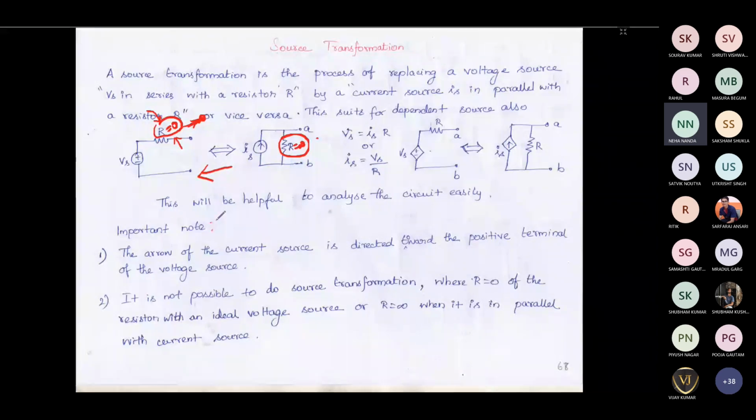Mainly what we are doing, we are doing source transformation in order to make our calculations simpler. And we have seen two extreme conditions. One is R equal to 0 for the resistor with the voltage source, and R equal to infinite for the resistor when it is connected in parallel with the current source. So these two things are extreme conditions. In this condition, you cannot do source transformation.